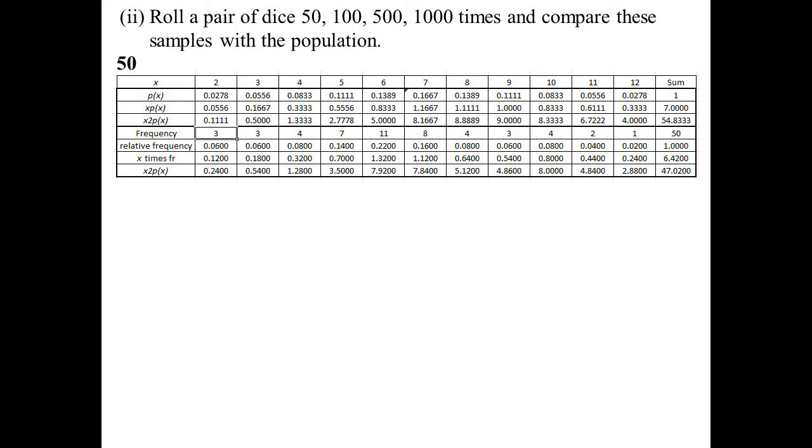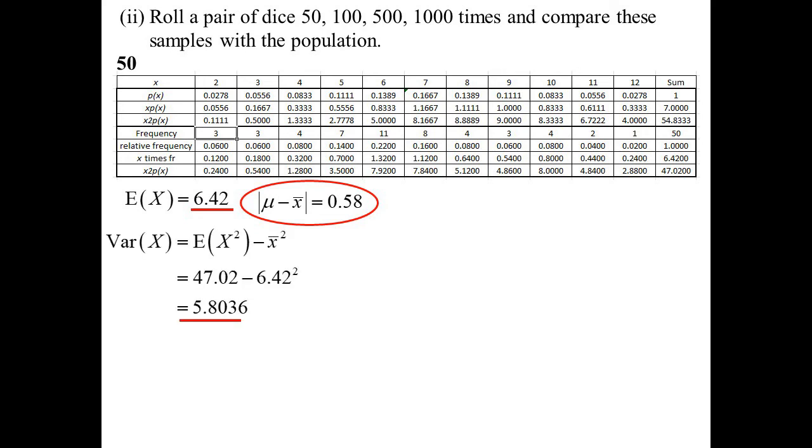Now, when I did it 50 times, so the first 3 rows, there's our theoretical probabilities. Underneath, you'll see I've changed it to relative frequency. This is what happened when I did it 50 times. So you can sort of see it didn't necessarily fall into the same pattern. The expected value was 6.42 when I did it 50 times. So the difference between the theoretical and the relative one when I did the experiment there, it was out by 0.58. The variance turned out to be 5.8036. So the difference in the standard deviations was pretty close, 0.0061.